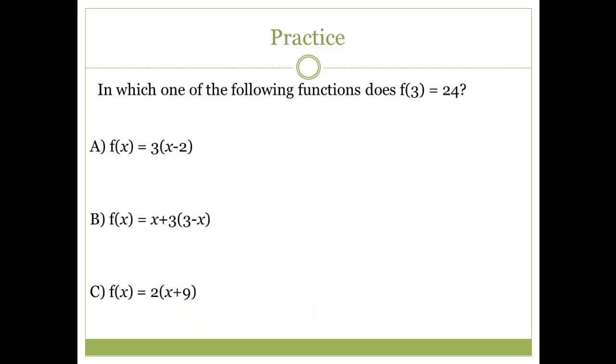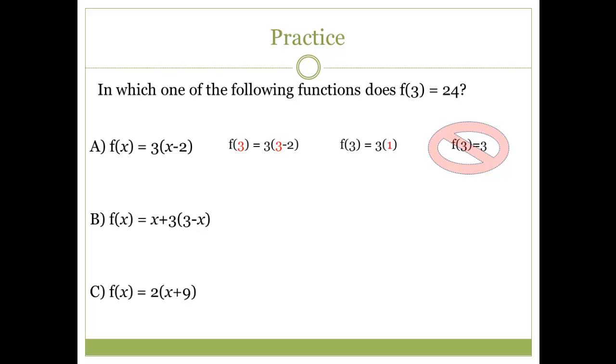Let's do one last practice problem. In which of the following functions does f of 3 equal 24? F of 3 means that we are substituting in 3 for x, and the output we should get is 24. Let's try A. After plugging in 3, you end up with 3 minus 2 in the parentheses, which is 1. So 3 times 1 is just 3, so f of 3 equals 3. Since it does not equal 24, this is not the function we are looking for.